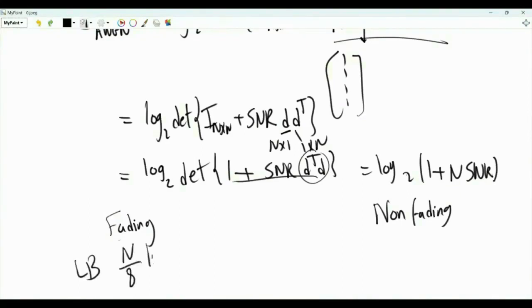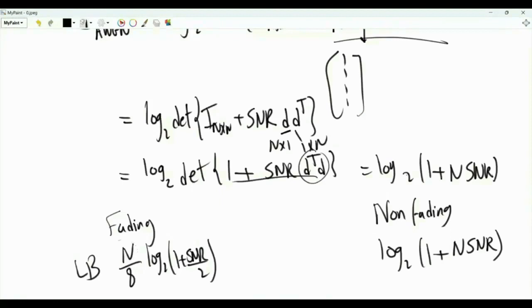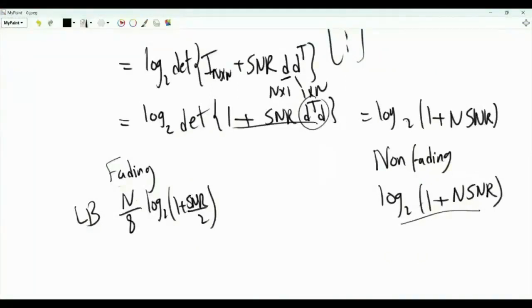We have a fading case, then we have the non-fading case. Here we have a lower bound, that's n over 8 log to the base 2, 1 plus SNR divided by 2. In this case, we have log to the base 2, 1 plus n SNR. Observe that the number of antennas here is in the pre-log factor. This lower bound on the ergodic capacity increases linearly with n. In the non-fading case, n is inside the logarithm. This also increases with n, but with a logarithmic trend.